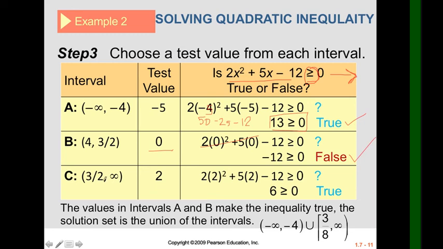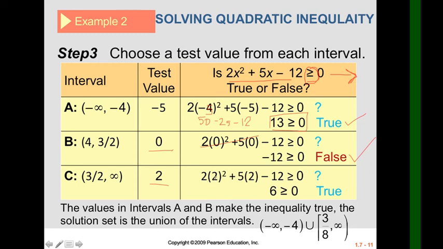Next, 3 over 2 to infinity. So, after 3 over 2, pwede mong piliin si 2. Kasi 3 over 2 is equal to 1 and 1 half. Tama? So, pwede si 2. Or 3 kung gusto mo. It's up to you. Basta kailangan mo mapatunayan if it is true or false. So, we substitute the value of x, which is equal to 2.